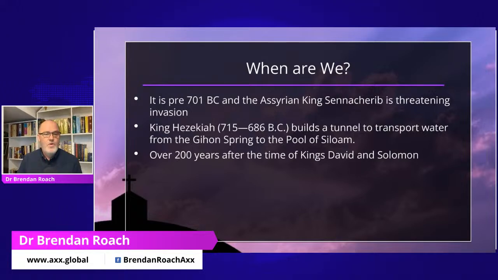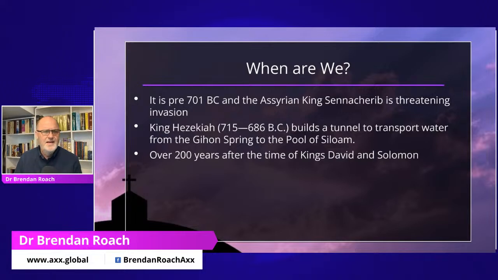So when are we? Well, we find ourselves in this period of time. It's before 701 BC, and the Assyrian king Sennacherib is threatening an invasion. So this was the Assyrian king. He's a horrible king. He's a brutal king. He's known to come in and destroy. He impales people on sticks. When he eventually invades, he comes through all the northern cities of Israel and completely destroys them. Just some extremely brutal activity that he carries out.